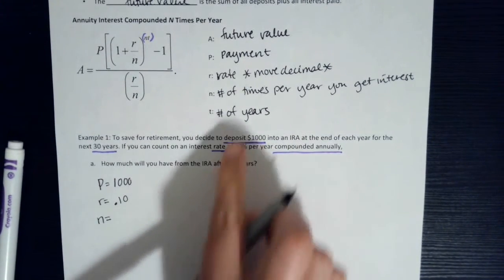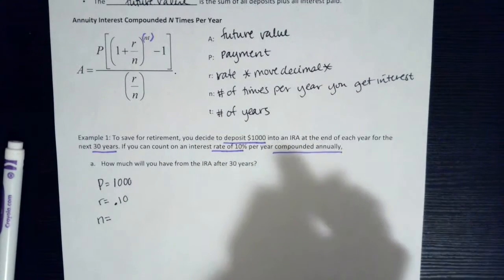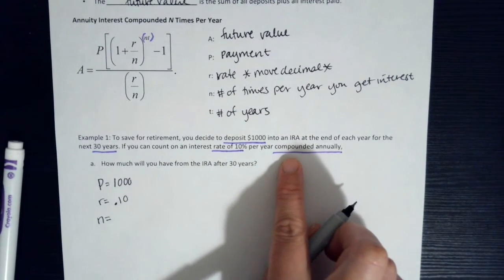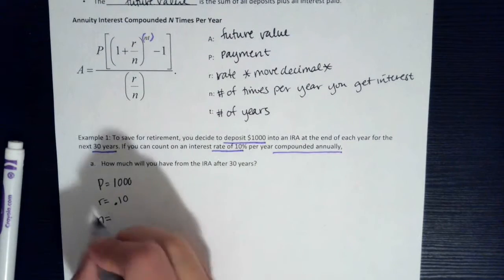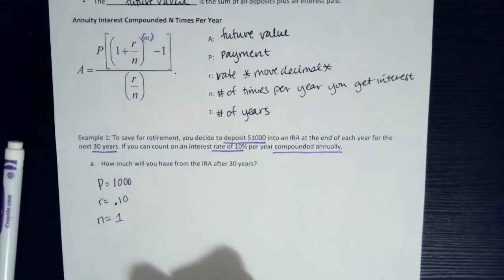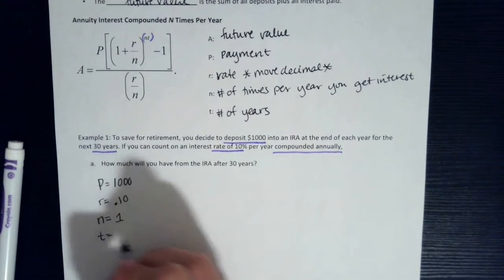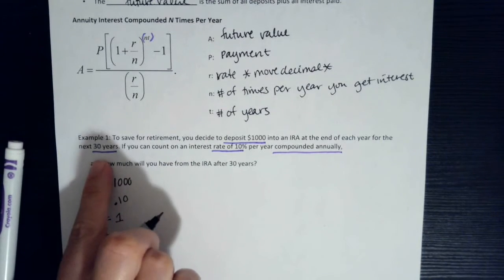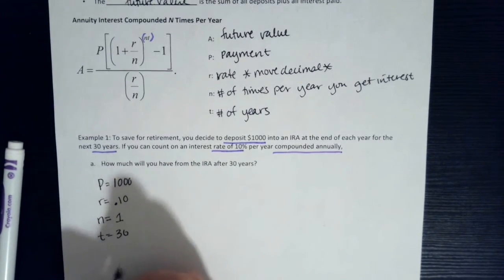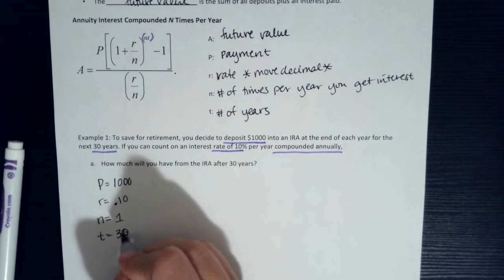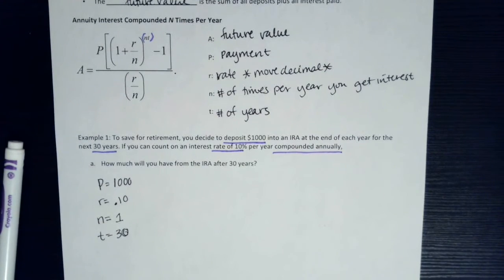N is the number of times per year that you get interest. So it says right here, it's compounded annually. That means we're getting interest one time per year. T is the number of years. So up here in our problem, it was 30. And we're looking for A because I'm looking to see how much money I'm going to have later.